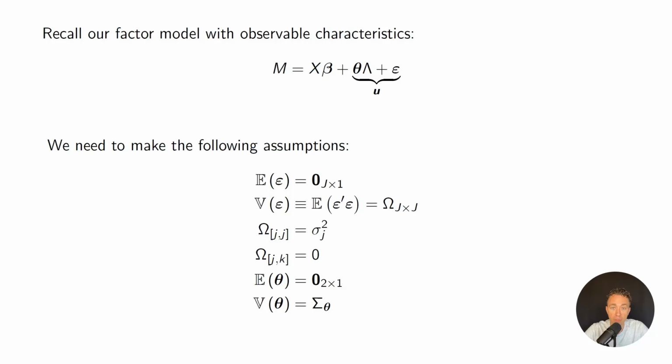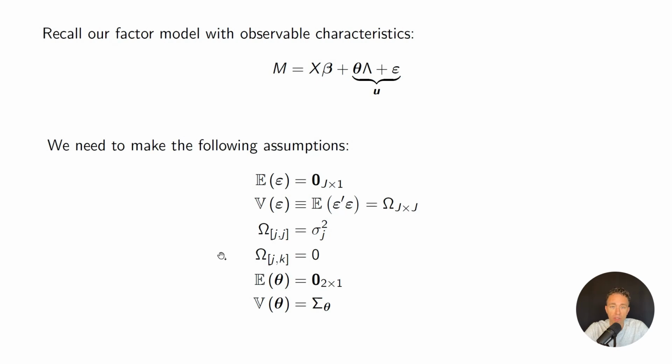And we need to make some assumptions before we can move forward with estimating this. We need to normalize the mean of the uniqueness error, or what I would call the idiosyncratic or the measurement error. So we'll just normalize that to be 0 for every single measurement. And then we'll say that the variance covariance matrix of those epsilons is omega. So it's going to be a j by j matrix because epsilon is n by j.